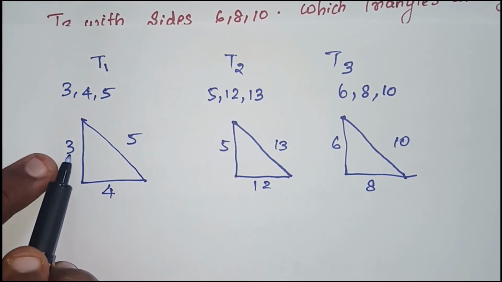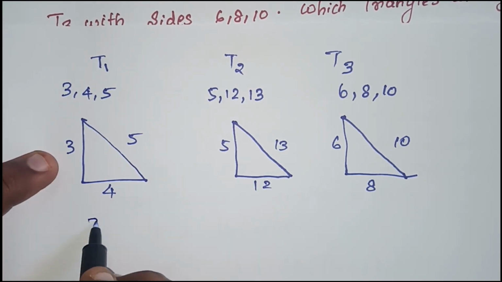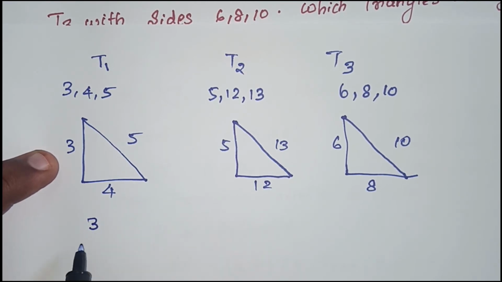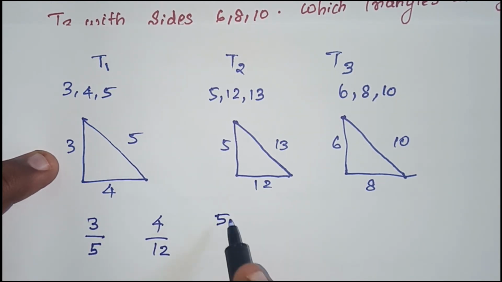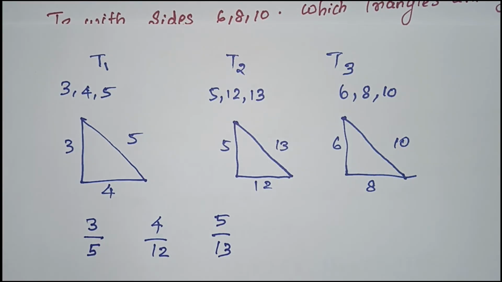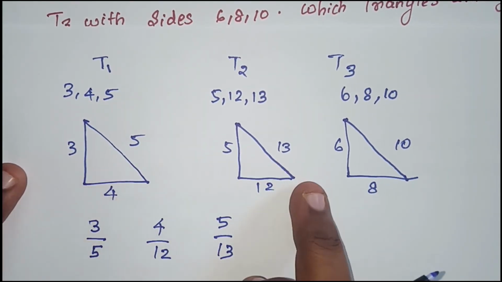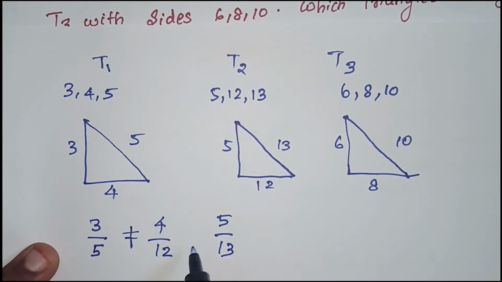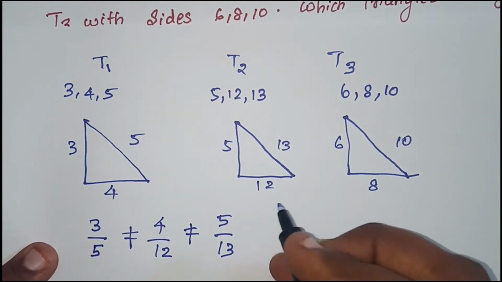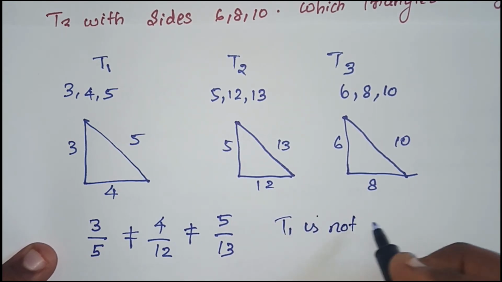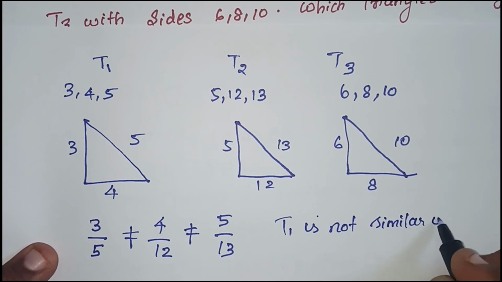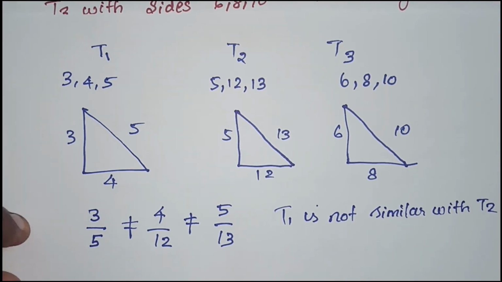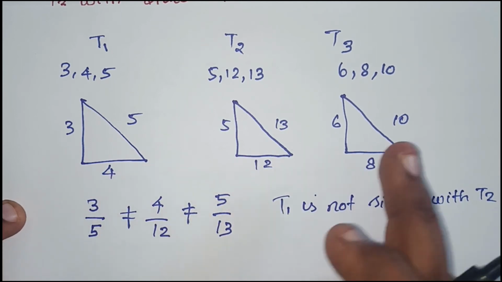So I am taking this side 3, and the corresponding side is 5. So the side ratio is 3 by 5, this is 4 by 12, this is 5 by 13, right? If T1 and T2 are similar, these side ratios should be equal, but 3 by 5 is not equal to 4 by 12, and not equal to 5 by 13. So T1 is not similar with T2.